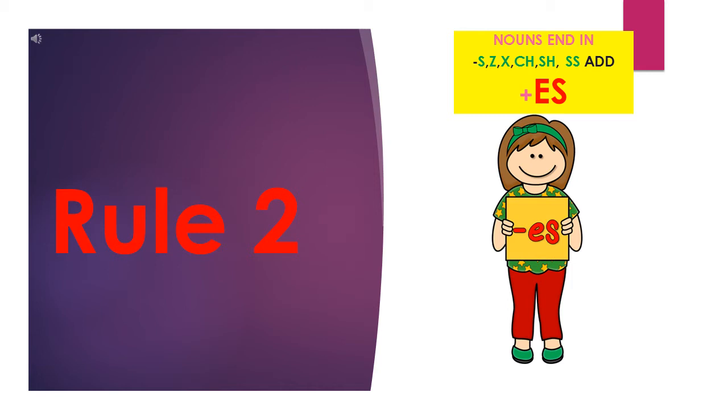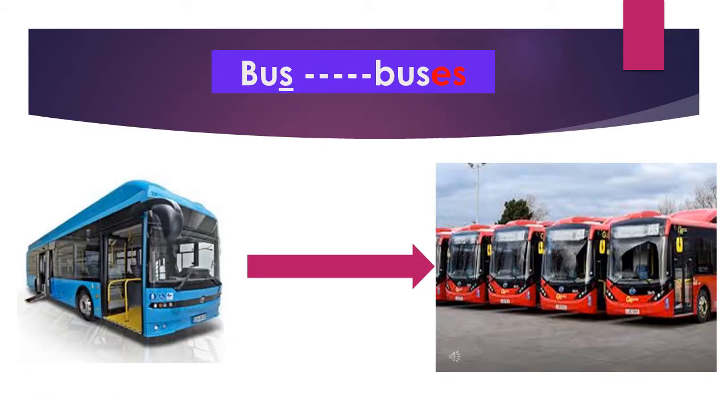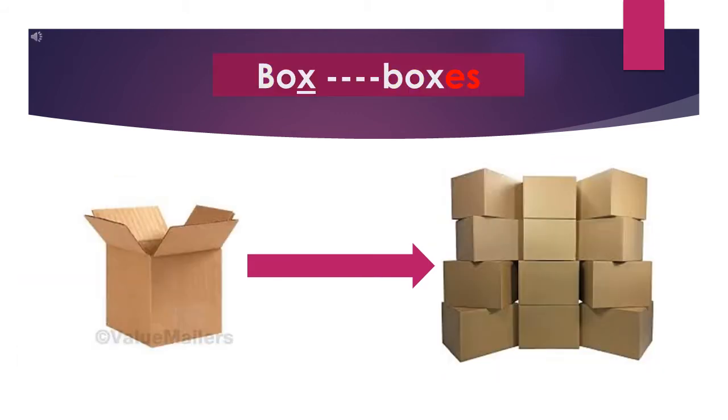Example, bus. So bus ends with s. The plural will be 6 buses, for example, 6 buses, so we add es. Box ends with x, so 1 box, 7 boxes, 7 boxes, so we add es.